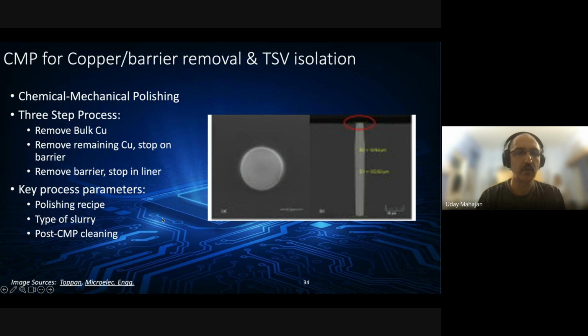This shows you a top-down view and a cross-section of the TSV after CMP. So you can see it's very cleanly formed, right? You can see the copper surrounded by the dielectric.